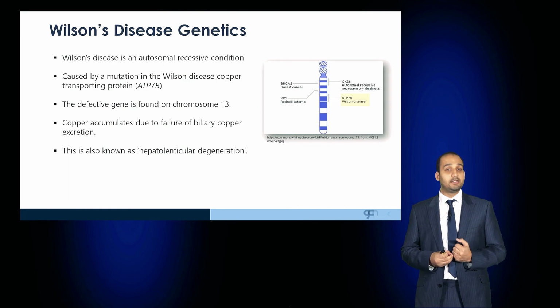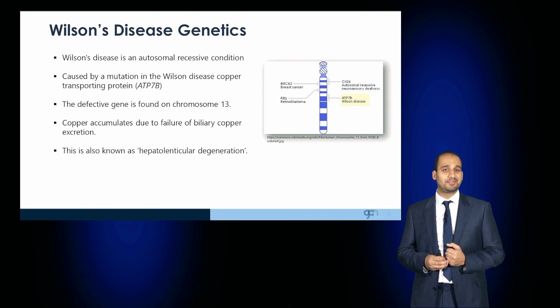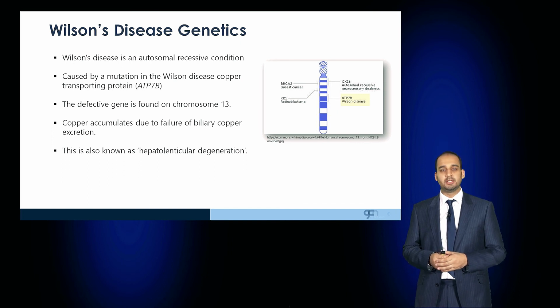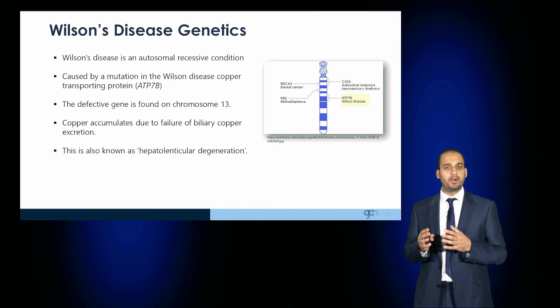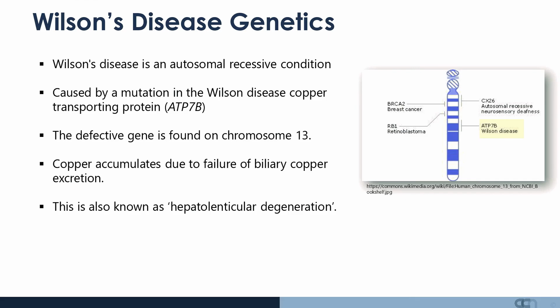Wilson's disease is another important autosomal recessive condition that can lead to liver failure. This is caused by a mutation in the copper transporting protein ATP7B. The defective gene is located on chromosome 13. Copper accumulates due to failure of biliary copper excretion, and if it accumulates in the brain tissue, that's known as hepatolenticular degeneration.